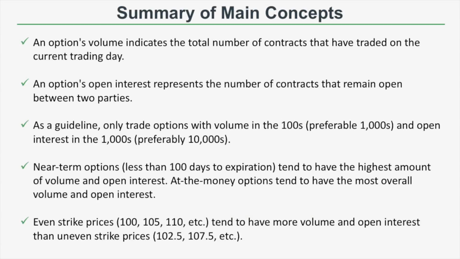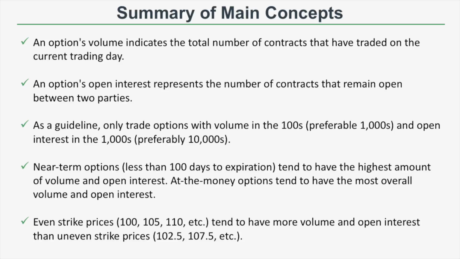Alright, well let's recap the main concepts that you've learned in this video. So first, an option's volume indicates the total number of contracts that have traded on the current trading day. Now the trading day is the standard time frame for looking at volume. An option's open interest represents the total number of contracts that remain open between 2 parties but not yet closed. As a guideline, only trade options with volume in the hundreds but preferably in the thousands, and open interest in the thousands, but preferably 5 to 10,000 plus.